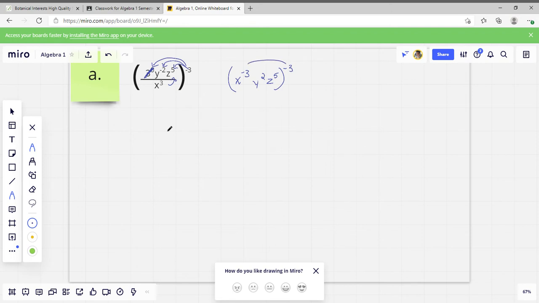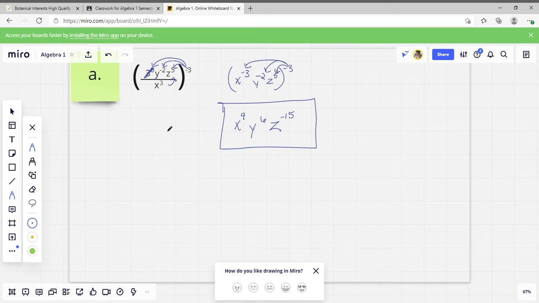All right, so now we got 3 times 3 is 9. Negative times a negative is a positive. And then for our y, 3 times 2 is 6, and that would be negative 6. And then our z, 3 times 5 is negative 15. Wait. Oh, that was supposed to be a negative, so that makes that a positive. You got to be careful with these negatives and positives. All right, that's the answer right there.